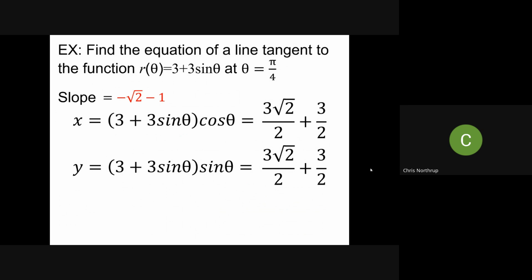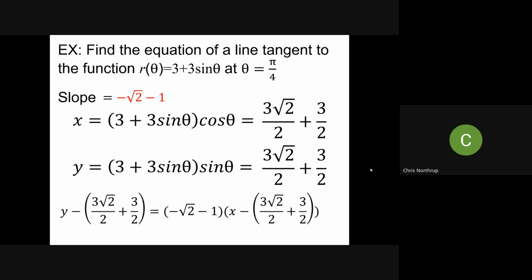Plugging all of that into y minus y1 equals slope times x minus x1, the following is going to be the equation of a line tangent to 3 plus 3 sine theta whenever theta is pi over 4. So a lot of this is the same kind of stuff we did with parametric.